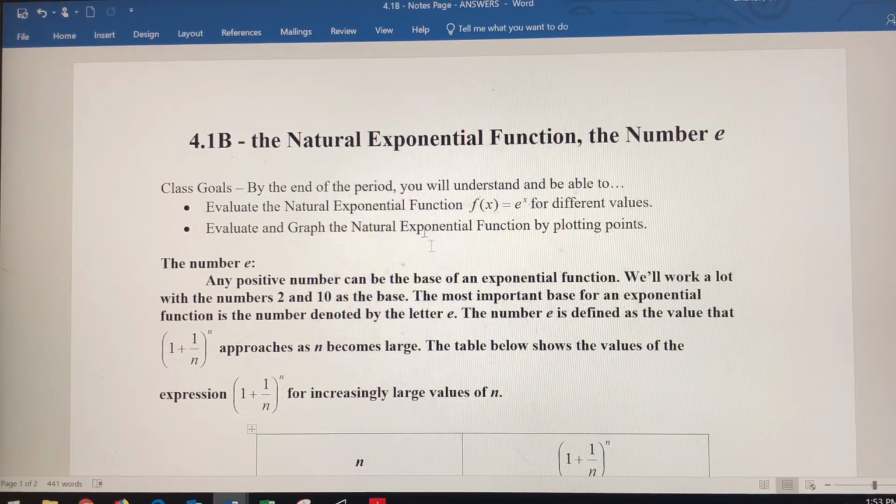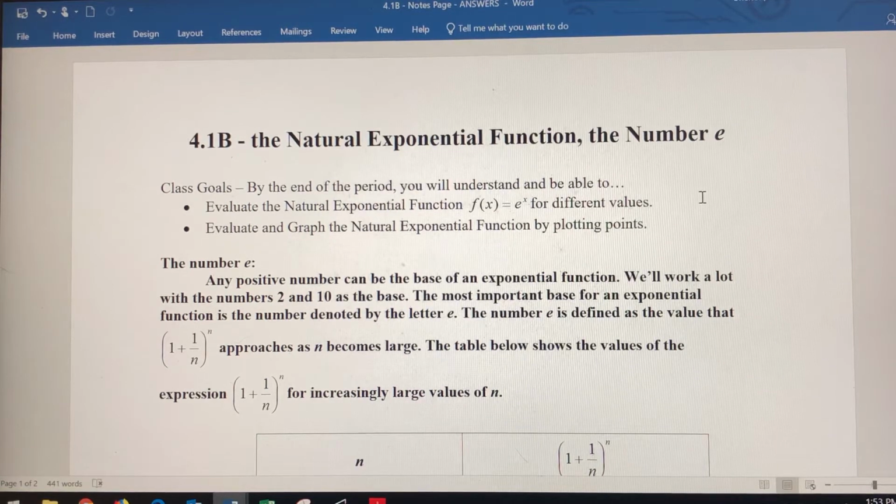So in this video, we're going to talk about the natural exponential function, which is f of x equals e to the x, and the number e. I'm going to show you how the number e is derived and help you understand that the number e is a lot like the number pi. It's an irrational number. They've calculated it out to like a trillion places after the decimal, and it keeps going. So it's one of those irrational numbers.